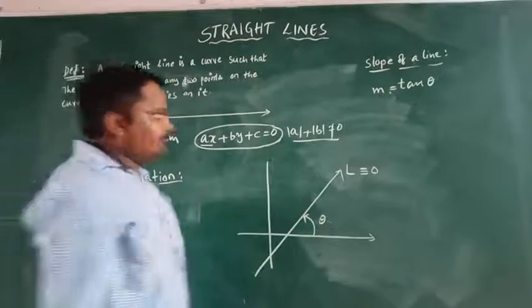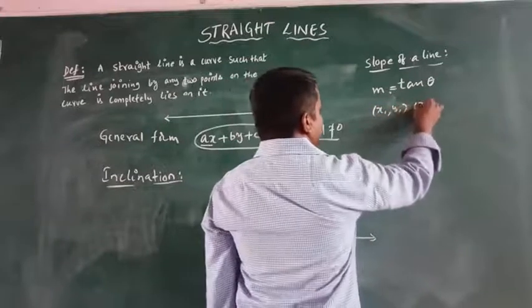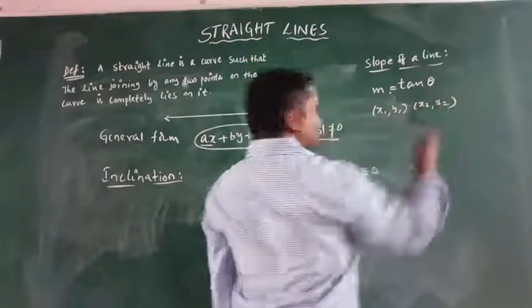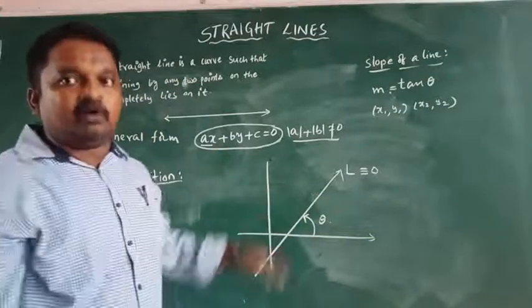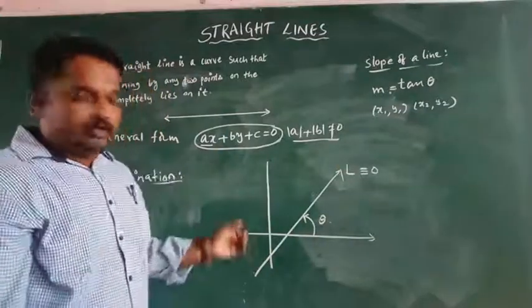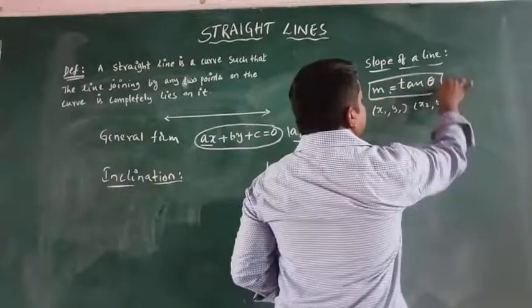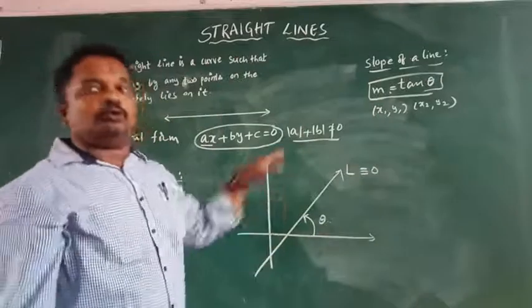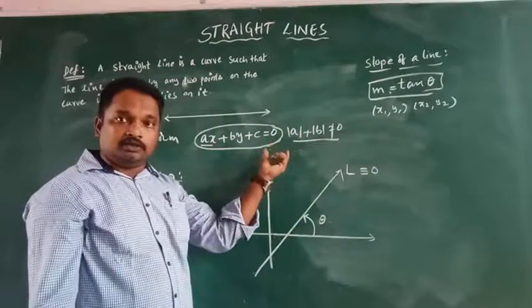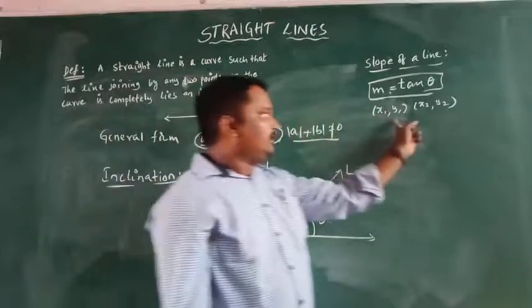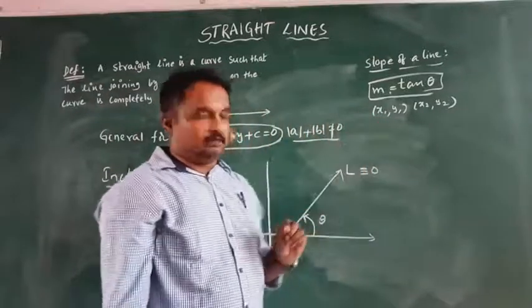Next, suppose x1, y1 and x2, y2 are 2 points on a line, then what is the slope? We will see now. If you know the inclination, m equals to tan theta is the slope. If you know 2 points on the line ax plus by plus c equals to 0, where x1, y1 and x2, y2 are the 2 points, what is the slope? We will see now.